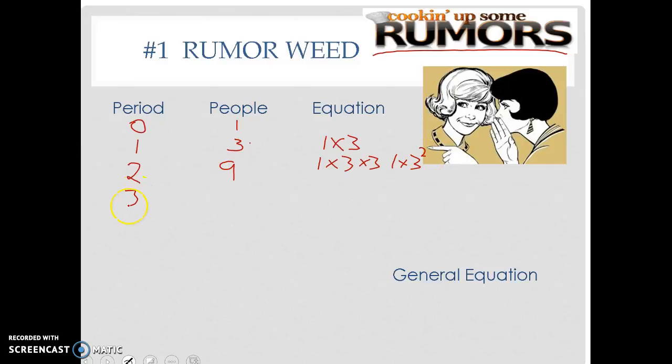All right, after the third period, well, we're going to take 9 times 3. That's 27 people are going to know about the rumor. And so the way we could write this is we could take 1, which is how many people knew about the rumor at the beginning, and then we're going to multiply it times 3, 1, 2, 3 times. So it's going to be times 3 to the third power. After 4 periods, 27 times 3 is 81 people, because we would take 1 times 3, 1, 2, 3, 4 times.